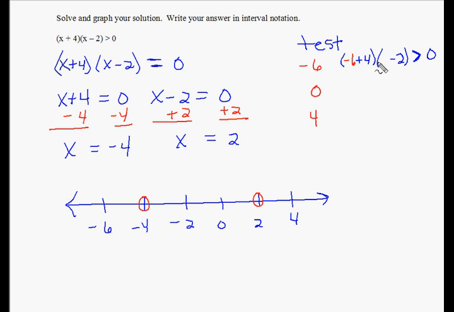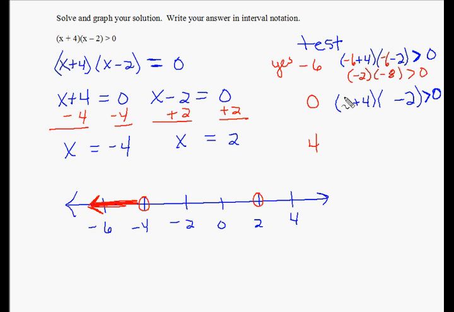So if I put negative 6 into the original equation, we have negative 6 plus 4, which is negative 2, times negative 6 minus 2, which is negative 8. And when you multiply those two numbers together, you get positive 16, which is greater than 0. So when you say yes, then that means that you're going to shade where the negative 6 lives, over on that side of the number line.